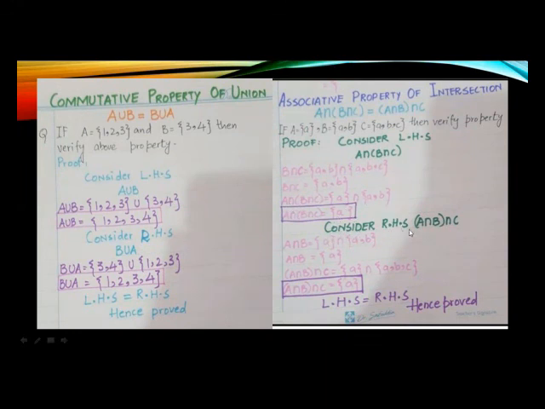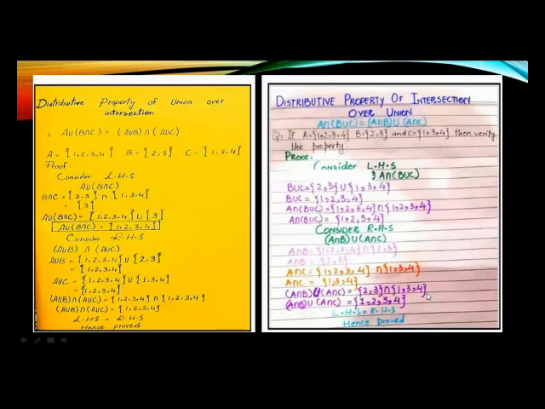Then consider the right hand side. On the right hand side we have A intersection (B intersection C). Write the result for the bracket. The intersection is there, find their intersection, then make the intersection with A. Write the answer of B intersection C with A. We get this answer. In this way we observe that left hand side equals right hand side.